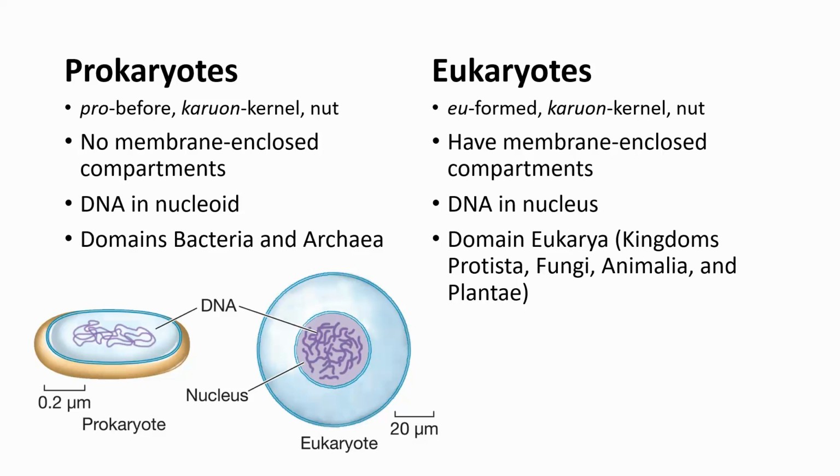Eukaryotes, on the other hand, do have membrane-bound organelles. The biggest, most defining structure of them is they do have their DNA separated from the rest of the cell by a nucleus. And all of the multicellular organisms that we can see with the naked eye are eukaryotes. So those are protists, fungi, animals, and plants.